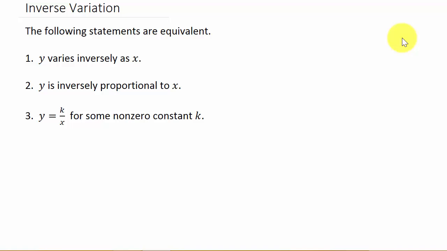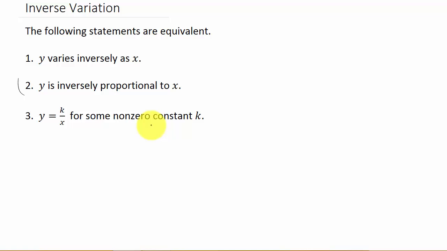Alright, in this video we're going to look at inverse variation. So these statements are equivalent: y varies inversely as x, and y is inversely proportional to x. If they tell you either one of these, then your equation is going to be y equals k over x, and k is some non-zero constant.